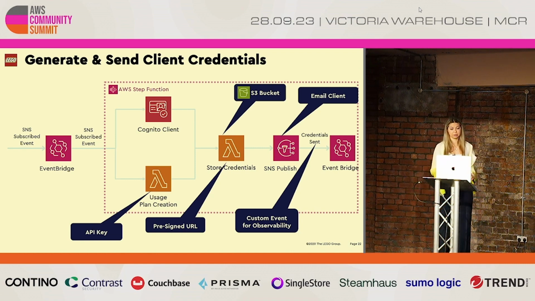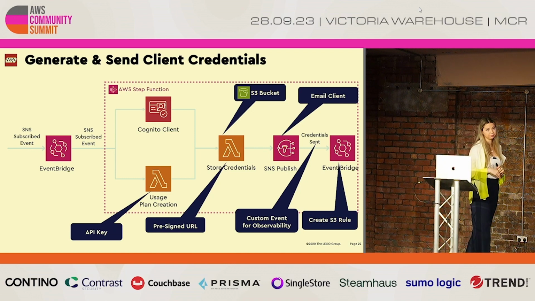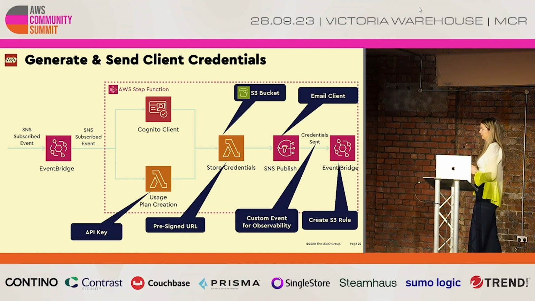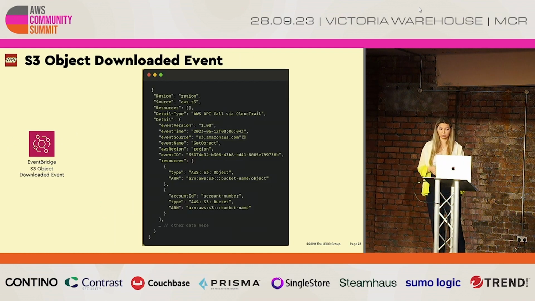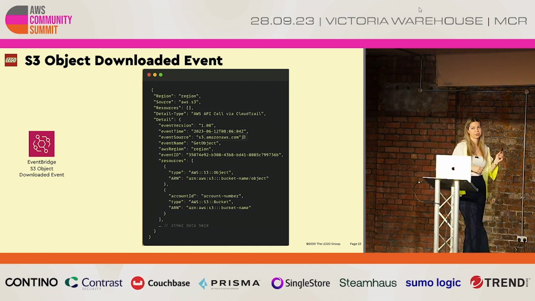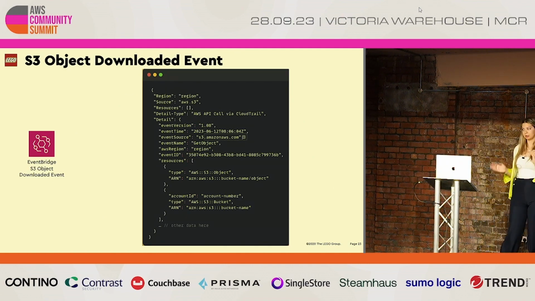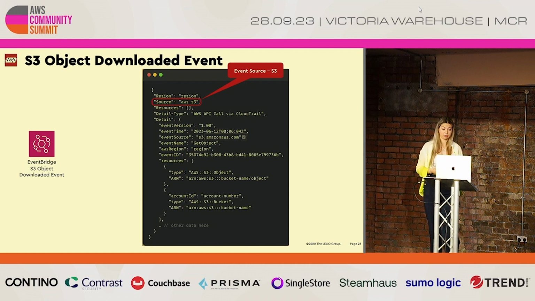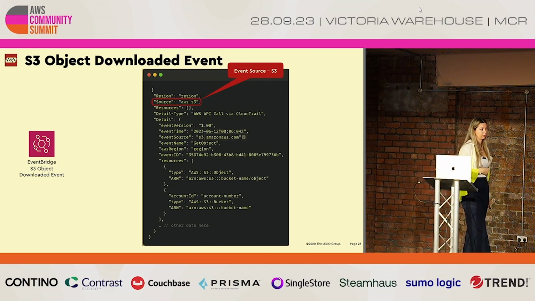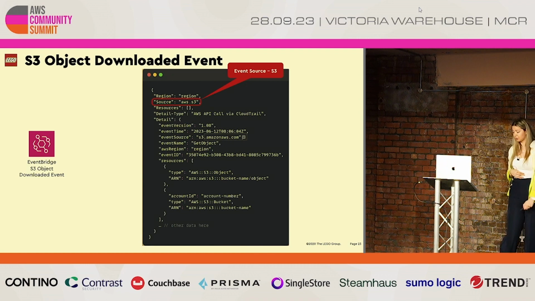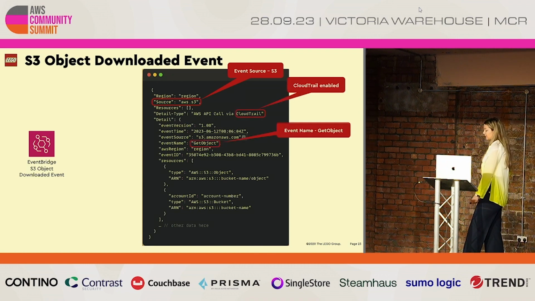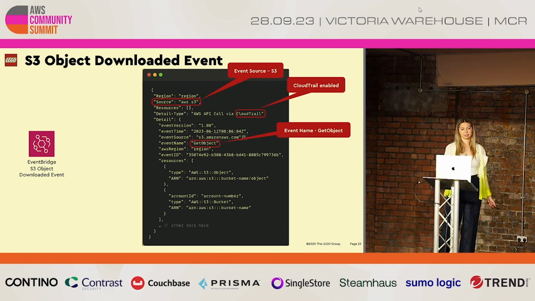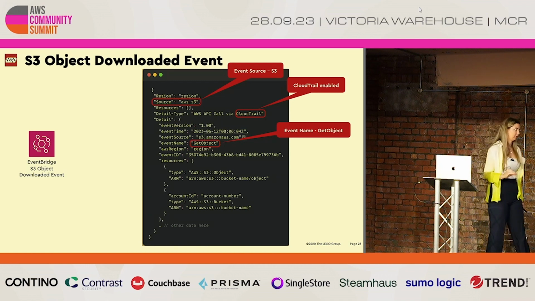And one way to do that is we create another rule onto the EventBridge, and that's for the S3 bucket. And the rule that we're going to build tells us that the object has been downloaded. So similarly to the one where the SNS subscription was confirmed, if you have CloudTrail enabled and you're looking for an event that comes from AWS S3, you can see that there is an event that's going to come in. It's called GetObject, and that's basically AWS's way of telling you this object has been downloaded.